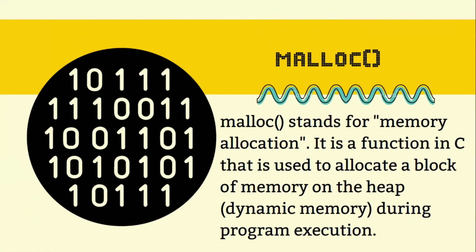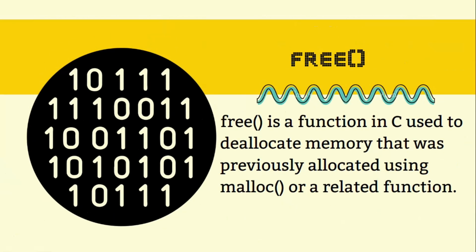Malloc stands for memory allocation or memory allocate. It is a function in C that is used to allocate a block of memory on the heap, or dynamic memory, during program execution. Free is a function in C used to deallocate memory that was previously allocated using malloc or a related function. It releases the memory block back to the system for reuse. Using functions like malloc, calloc, and free gives you control over memory that can make your program more robust and fast.